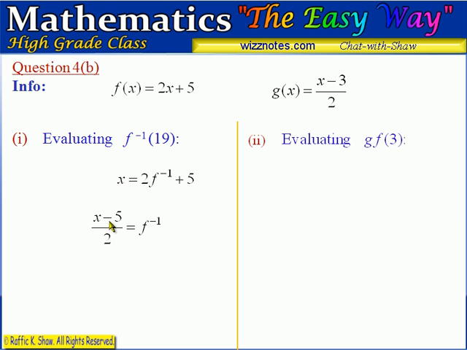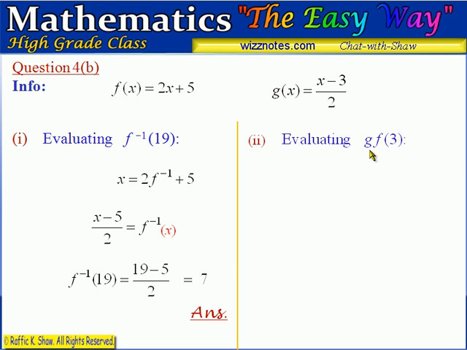We take over the 5, make it negative, and then divide by 2, and this really is f to the minus 1 of x. So now we can show that. And therefore, if we want f to the minus 1 of 19, we simply substitute the 19 for the x here. And so f to the minus 1 of 19 would be (19 minus 5) divided by 2. And when we do this calculation, 19 minus 5 is 14. 14 divided by 2 is 7. And so f to the minus 1 of 19 is 7.